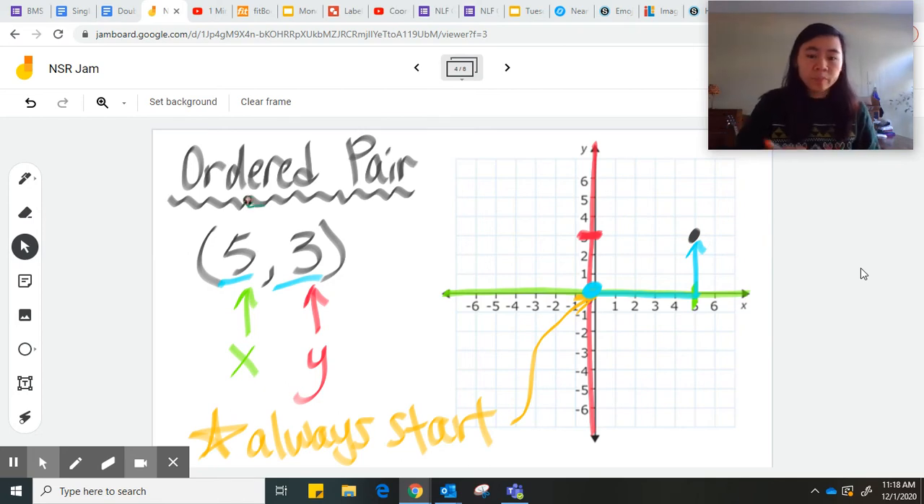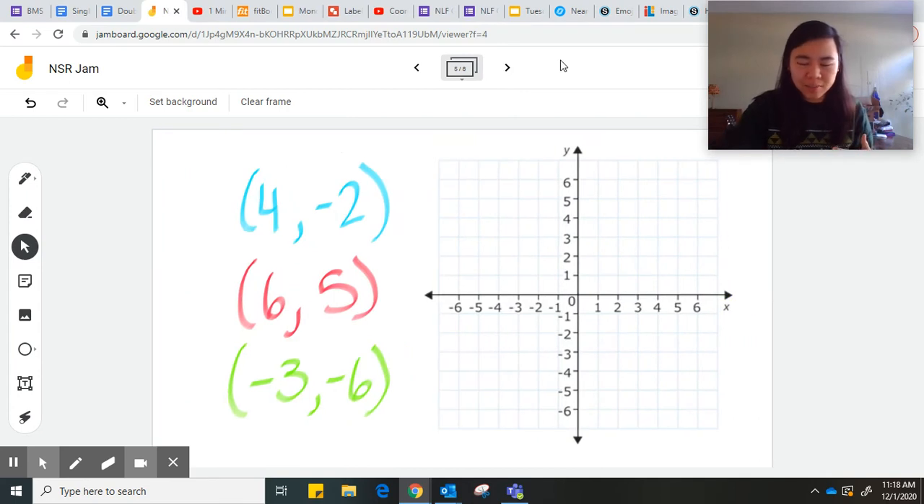It looks like this, parentheses with 2 numbers on the inside. The first number always tells you where it is on the x-axis going left and right, and the second number always tells you where it is on the y-axis going up and down. Okay? All right. Let's see some examples here.